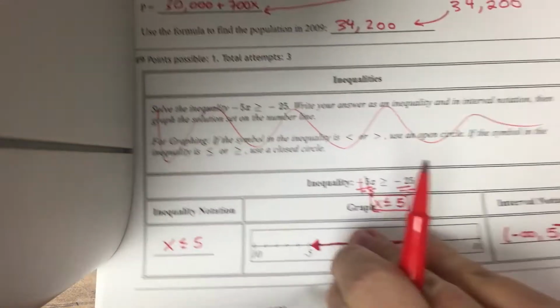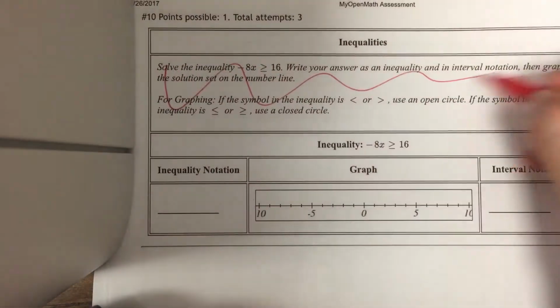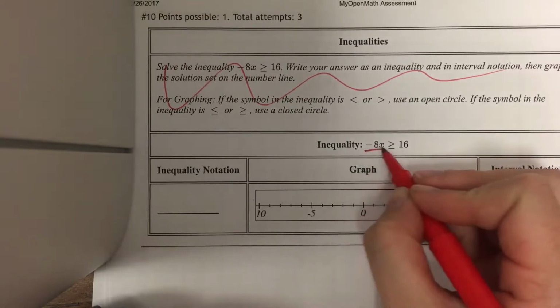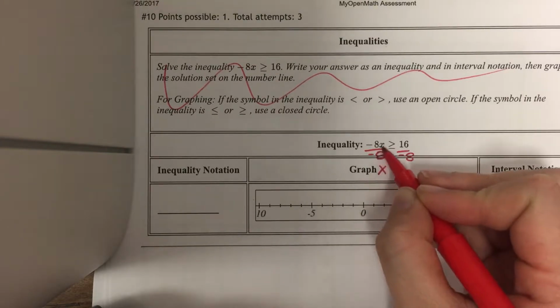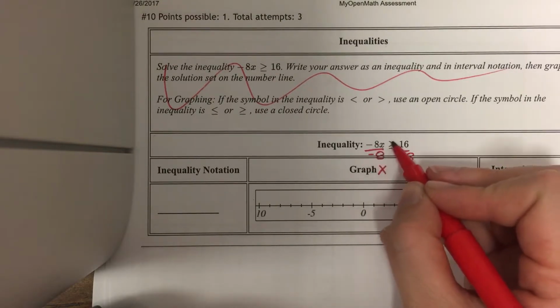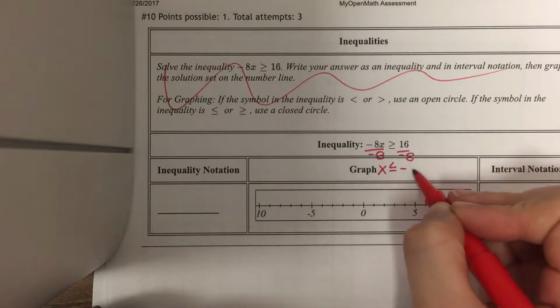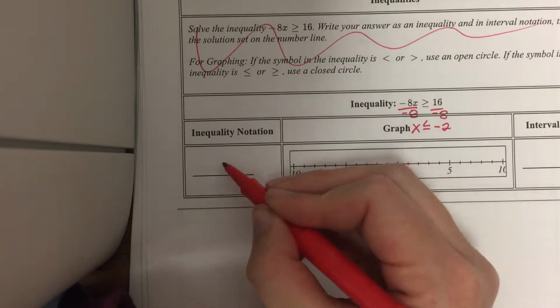Okay, let's try another one. Inequality. We have -8x is greater than or equal to 16. Divide by -8. Oh no, we divided by a negative. The sign has to flip. 16 divided by -8 is -2. That is our inequality, so we're going to fill it in here.